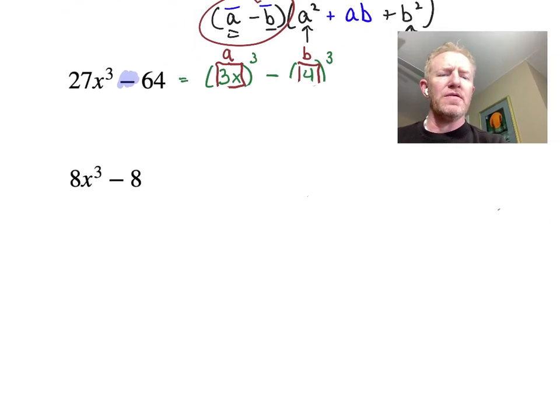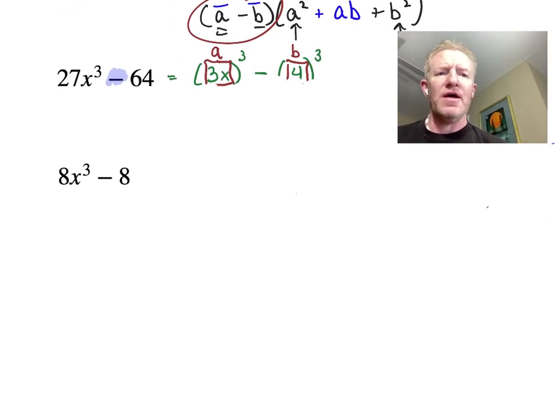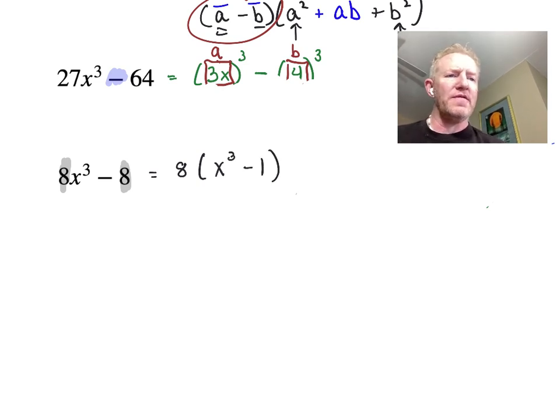do is, if you remember, always check for a GCF. This one has one, both of these are divisible by 8. They also happen to be perfect cubes, but that does not matter. We're going to take that GCF out first. Then we're going to see if we have a difference, which we do, right there.